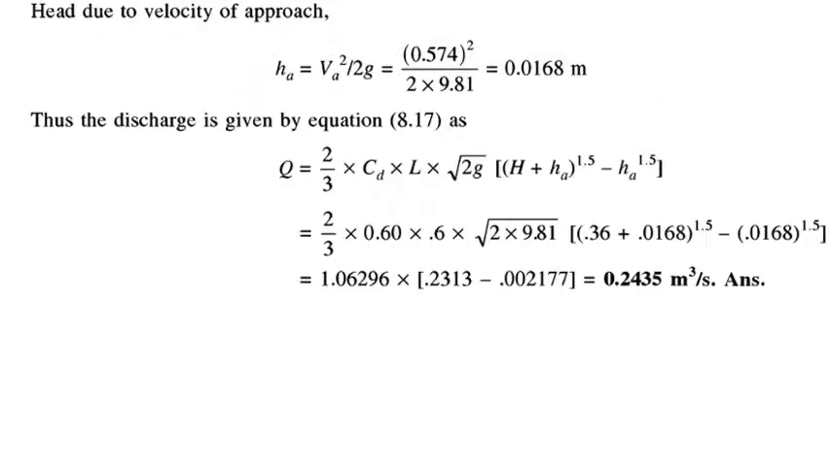So discharge given by the equation with velocity of approach is 2/3 into CD into L into square root of 2G into (H plus HA) raised to 1.5. This can also be written as (H plus HA) raised to 1.5 minus HA raised to 1.5. So substituting the values of CD, L, G, capital H and HA, which we found out from VA square by 2G, we get Q as 0.2435 meter cube per second.